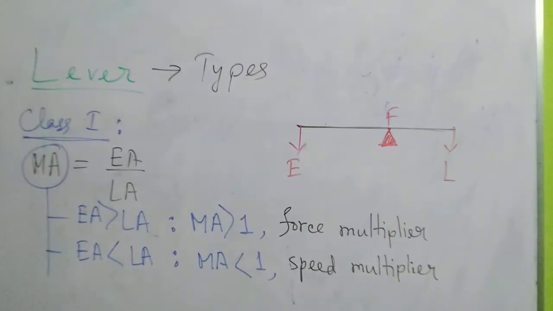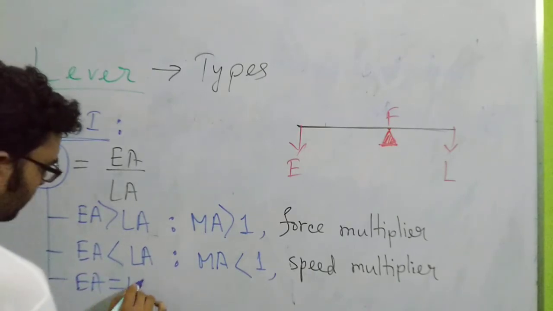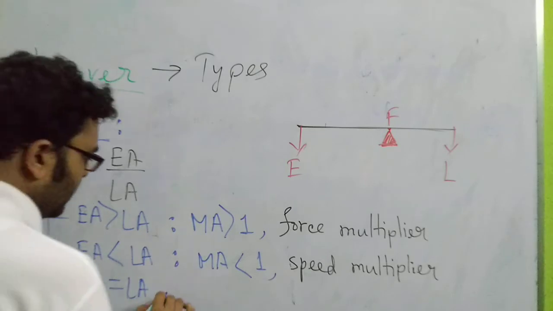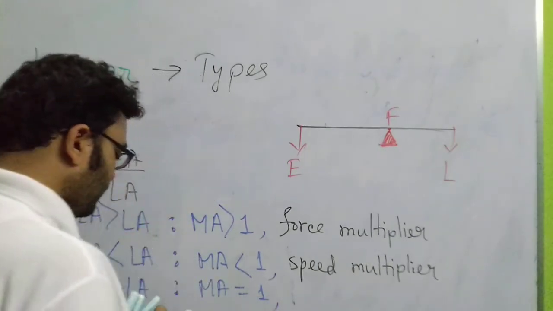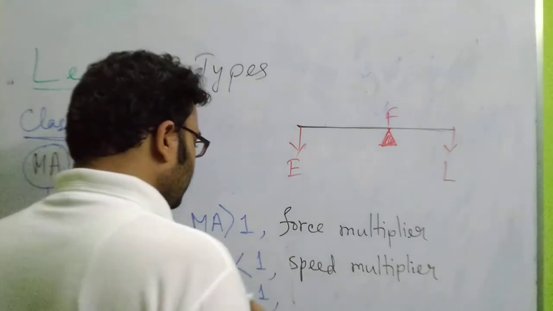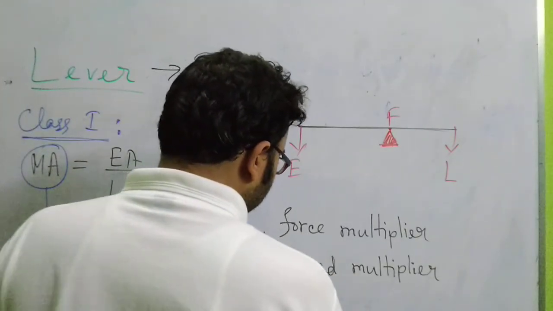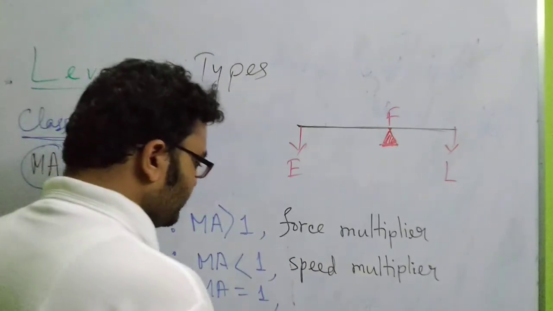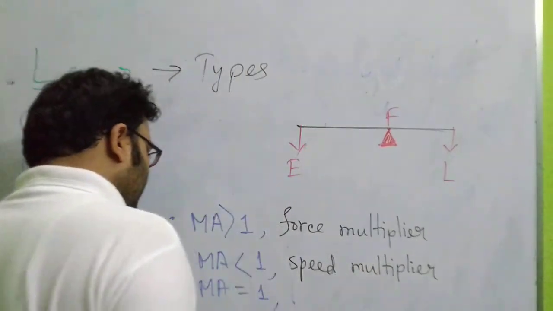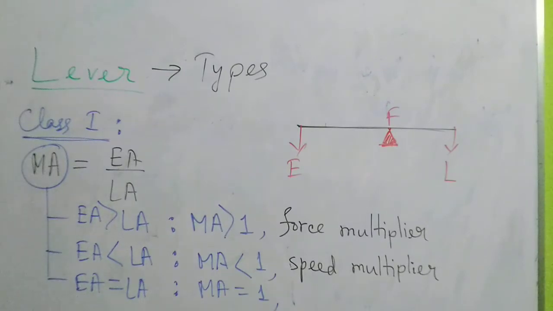And if I consider the third case, where the effort arm is neither greater nor lesser but rather equal to the load arm, this kind of lever has mechanical advantage equal to 1, and this is neither a speed multiplier nor a force multiplier. Rather, it acts as an instrument for changing the direction of the application of effort.